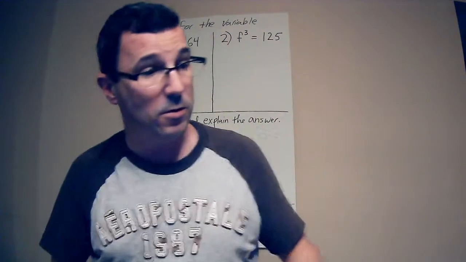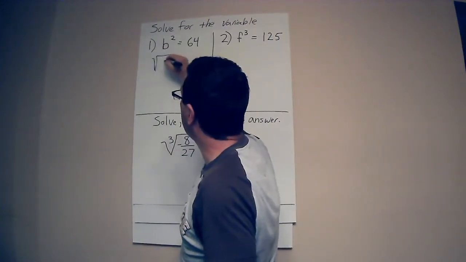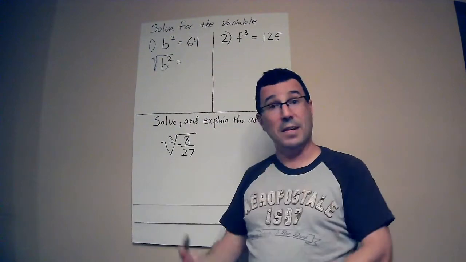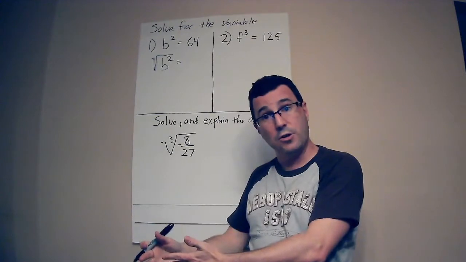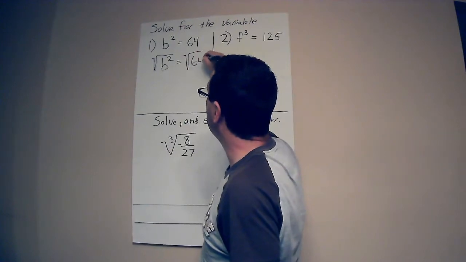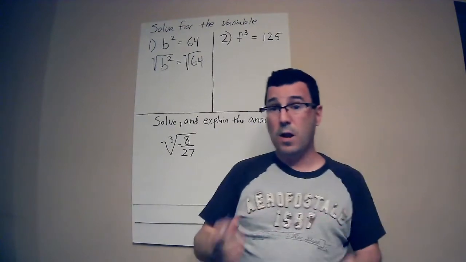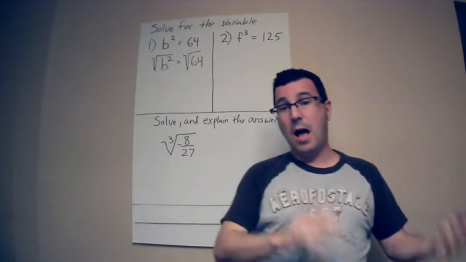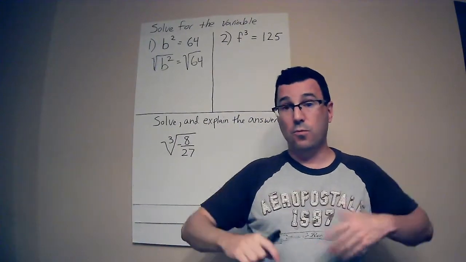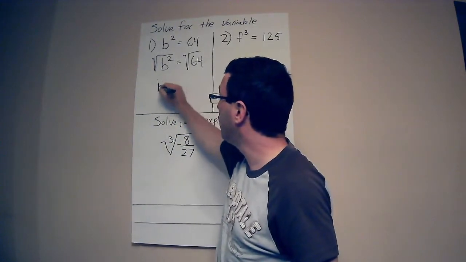Square root of b squared. And remember, when we do equations, we have to keep it balanced. So whatever we do to one side of the equation, we have to do to the other side of the equation. So I'm going to take the square root of 64. Now here's the thing, when we do square roots, there's actually a positive and a negative solution. So let's take a look. So we have b squared. Square root of b squared is just going to be b.